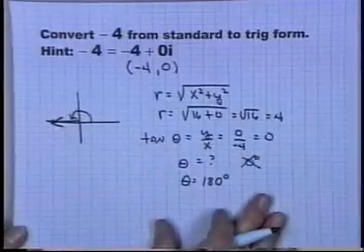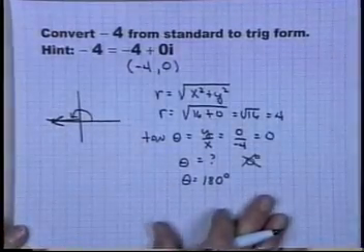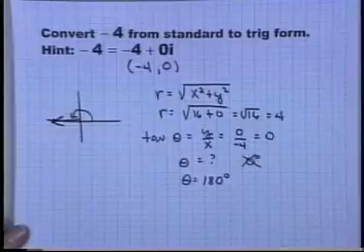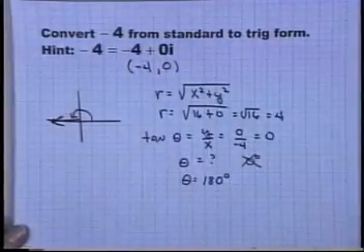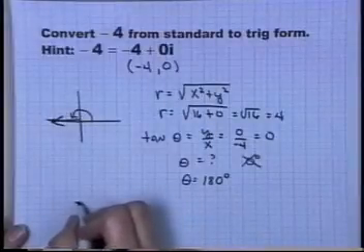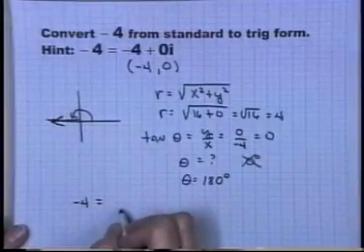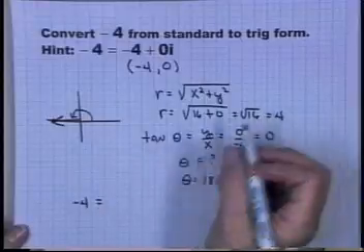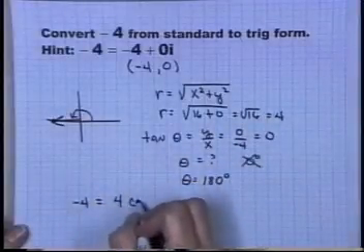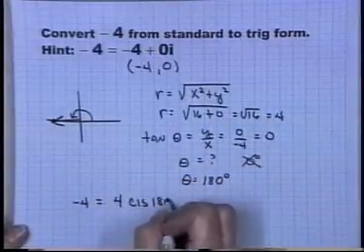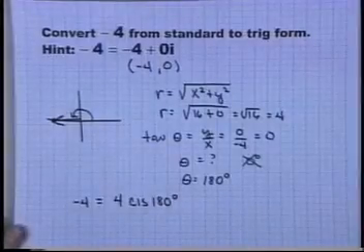Okay? So this is what I was talking about being careful when you assign the value to theta. Make sure that your theta makes sense if you think about the graph of your complex number. So negative 4 in trig or polar form is r, which is 4, CIS 180 degrees.